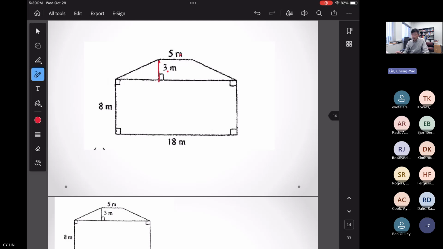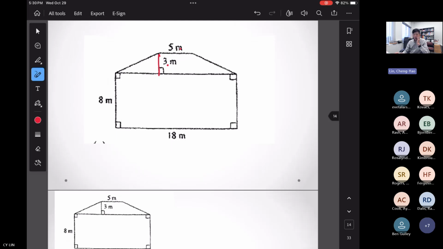So basically for this problem, we can do a combination of 2 different areas. Area 1 is a trapezoid. The second area is a rectangle. So if we find that first area plus the second area, that would be this area, right?